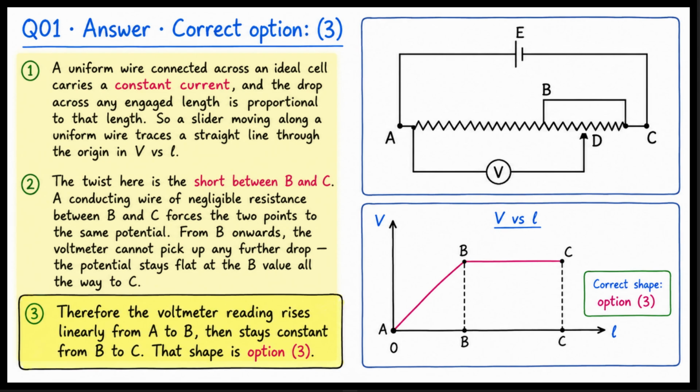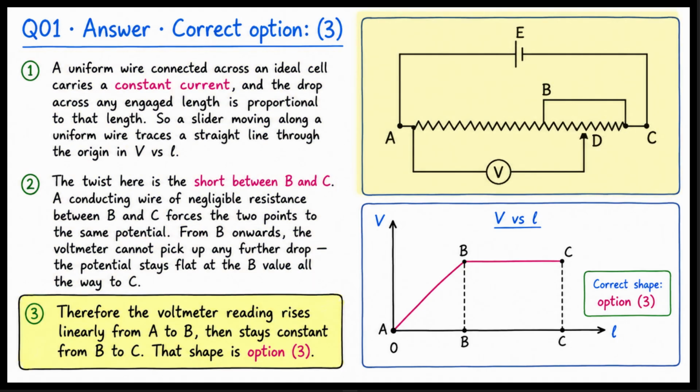So far, so obvious. The twist is the short between B and C. A conducting wire of negligible resistance between 2 points forces them to the same potential. From B onwards, the voltmeter cannot pick up any further drop. The potential stays flat at the B value all the way to C. So the voltmeter reading rises linearly from A to B, then stays constant from B to C. That shape is option 3.